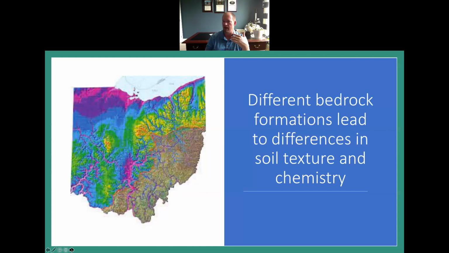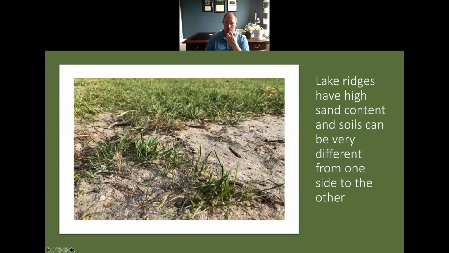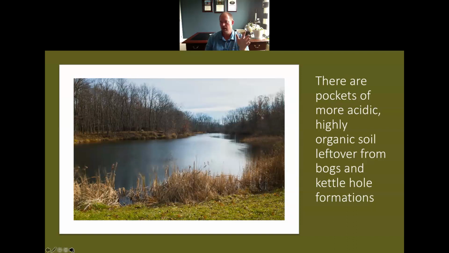We have different bedrock formations under Northeast Ohio, and these different bedrock formations are going to lead to differences in soil texture and chemistry. For example, we have a lot of lake ridges that have high sand content. Soils can be very different from one side of the lake ridge to the other side of the lake ridge, okay? We have pockets of more acidic and highly organic soil left over from bogs and kettle hole formations. A couple areas where you see these.